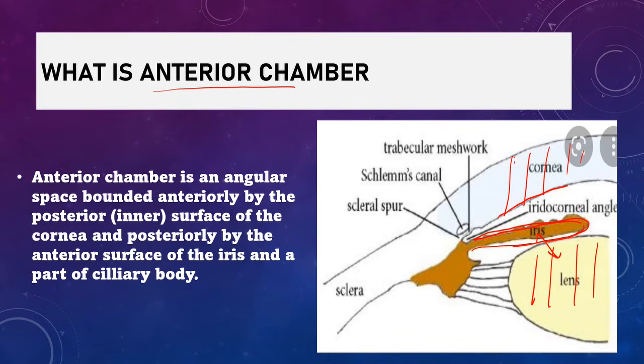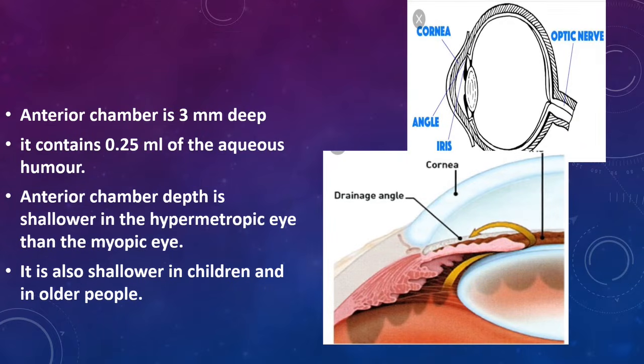The space bounded by the posterior part of the cornea and the anterior part of the iris is called the anterior chamber. And since the cornea and the iris meet at an angle, this angle is called the angle of the anterior chamber. The anterior chamber is about 3 millimeters in depth. Now the volume of aqueous present in the anterior chamber is about 0.25 ml of aqueous humor.